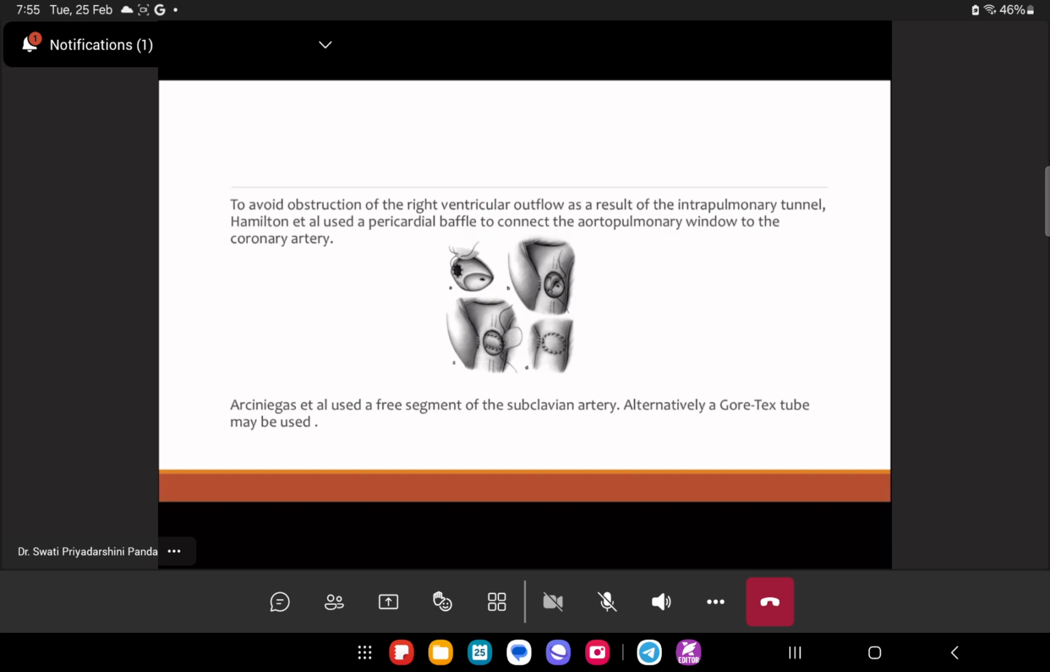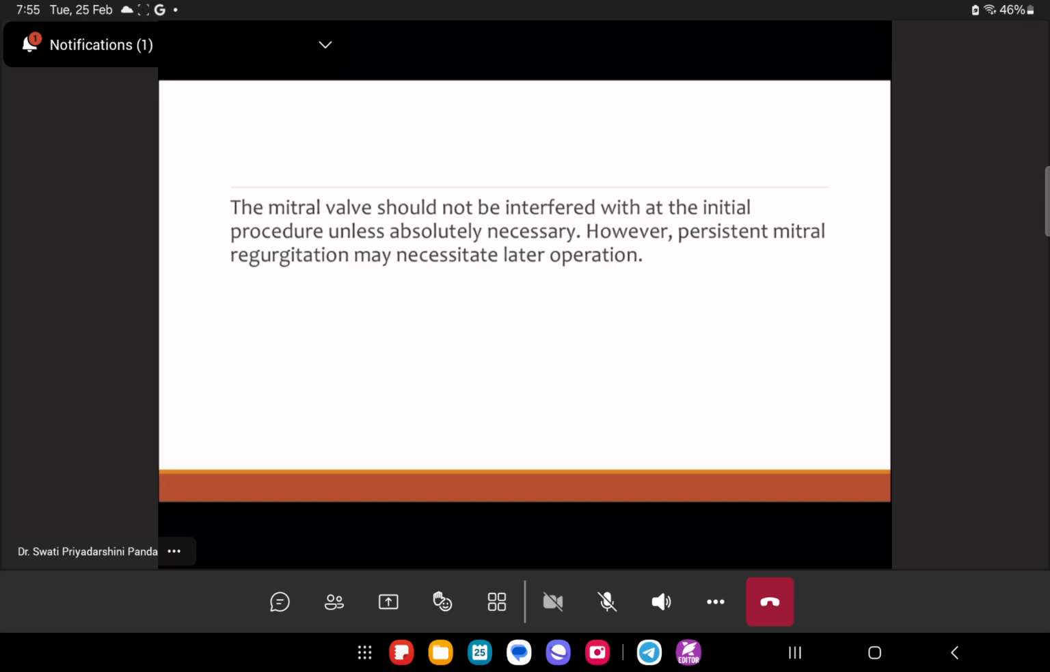And he used a free segment of the subclavian artery to form this tunnel. Alternatively, a Gore-Tex tube may be used for creating a tunnel. For the mitral valve, the mitral regurgitation occurring due to ALCAPA shouldn't interfere with the initial procedure unless absolutely necessary. However, if mitral regurgitation is persistent, it may necessitate surgery later.